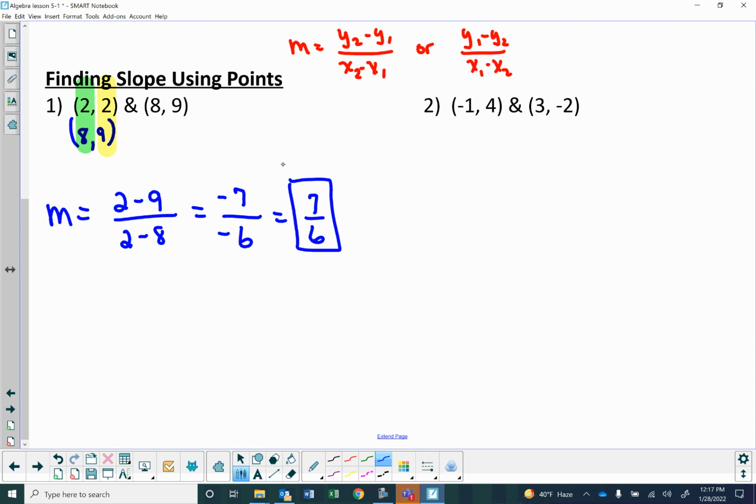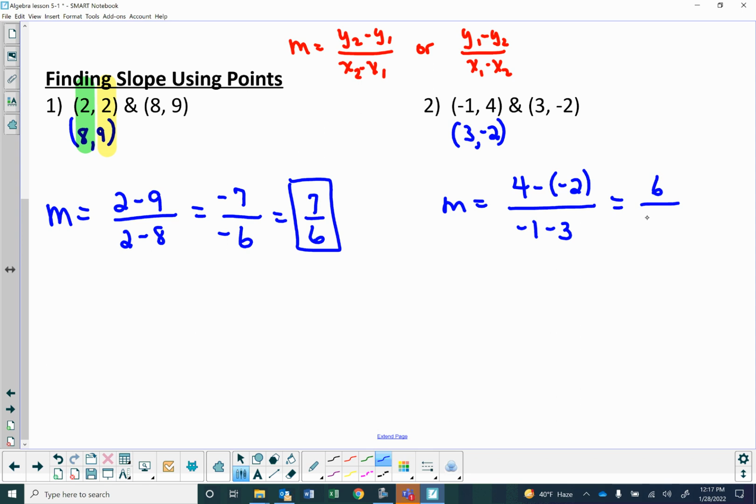Okay, let's look at the second set of points here. Let's say I have negative 1, 4, and I'm going to rewrite 3, negative 2 right below it. And I'm going to do my change in y, so I'm going to have 4 minus a negative 2. Be very careful with your negative signs. And then I'm going to have negative 1 minus 3. So 4 minus a negative 2 is actually 4 plus 2, so that is 6.